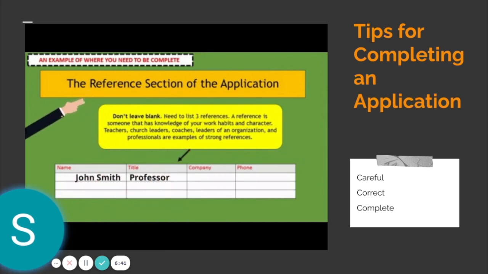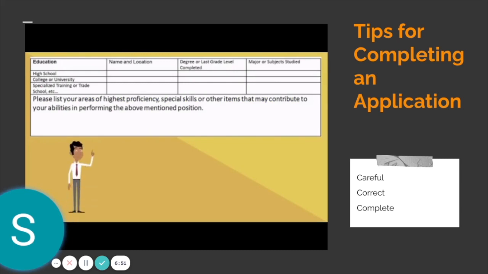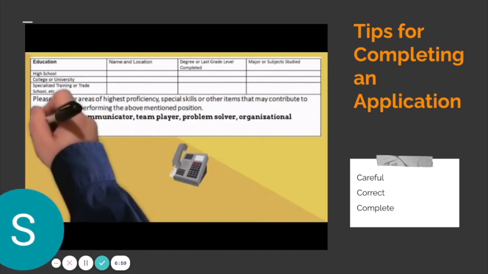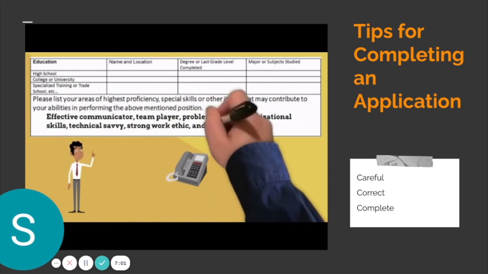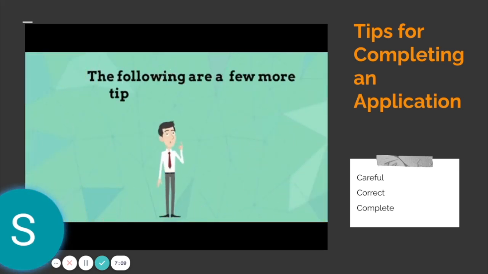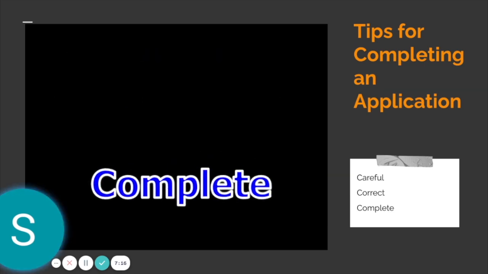An example of where you need to be complete is the reference section of the application. You will need at least 3 solid references, all of which can be verified by the employer. Another area where it's important to be complete is the section that asks you about skills and abilities. You want to be clear, you want to be specific, and you want to list your key soft skills. We're going to look at a few more tips when completing an application, areas where you need to be careful, correct, and complete.